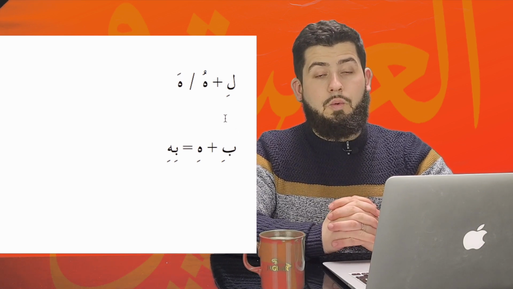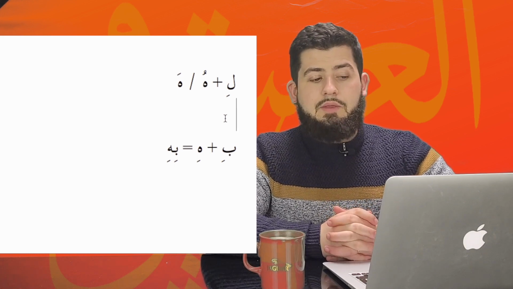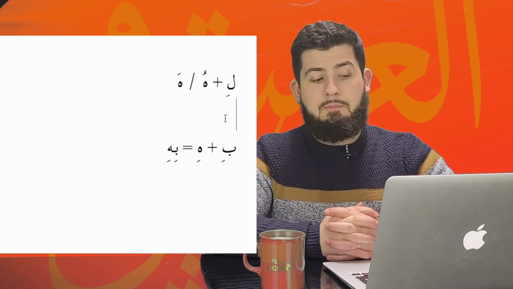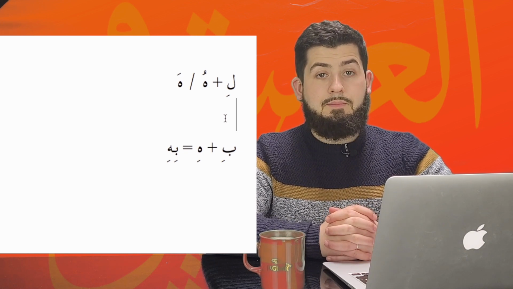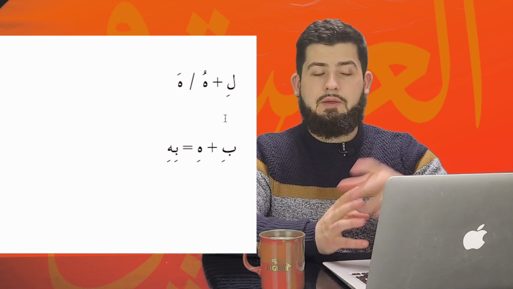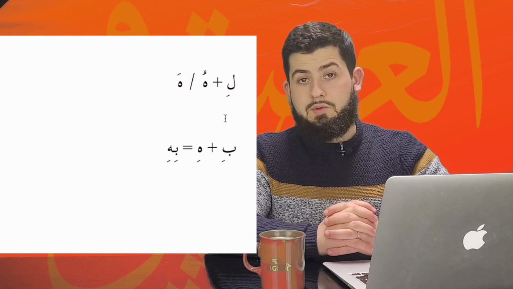Just to give some more context as well, by the way, maybe I jumped the gun a little bit. This hu ending means him or his. So when we say bihi, we're saying by him. And when we're saying li, and then plus that pronoun, we're saying for him or to him.